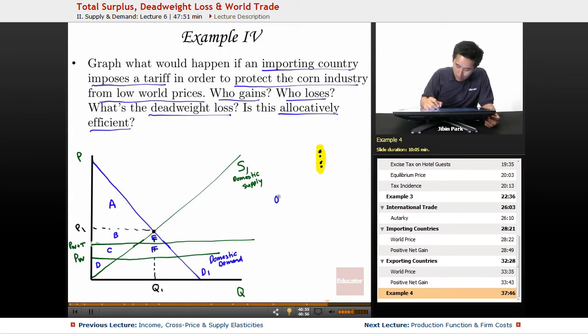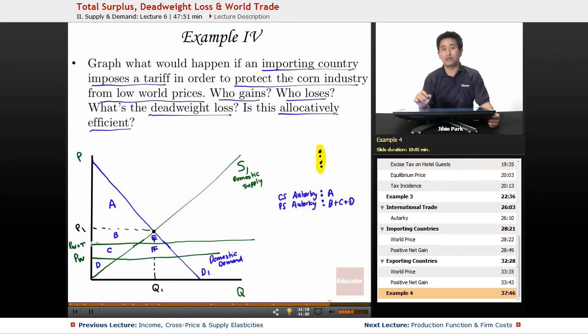So we'll take a look at 3 things here. See the CS in autarky. So there's no trade whatsoever. The CS is going to be A. The PS in autarky is going to be B plus C plus D. Okay, so that's the original situation, no trade whatsoever.